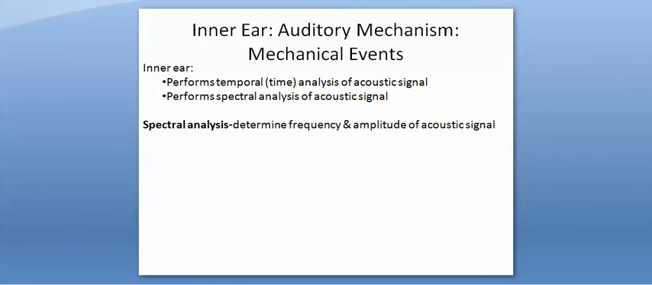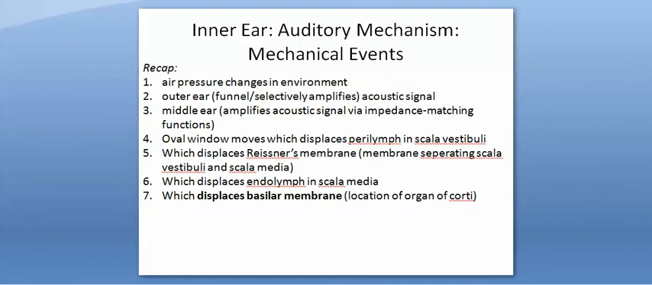All right, now we get to move to the mechanical events of the inner ear. The inner ear again is responsible for temporal and spectral analysis of that acoustic signal. So this is sort of a recap of all the things that happen. We have air pressure changes in the environment, and we're taking an air pressure change and turning it into some sort of meaningful information that we're using. The outer ear funnels and selectively amplifies the acoustic signal.